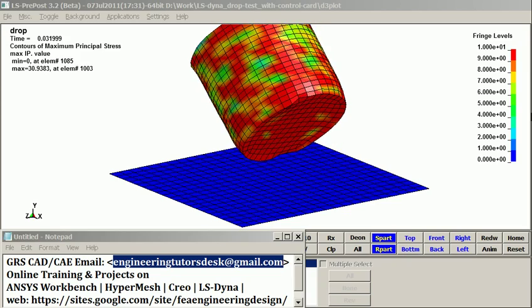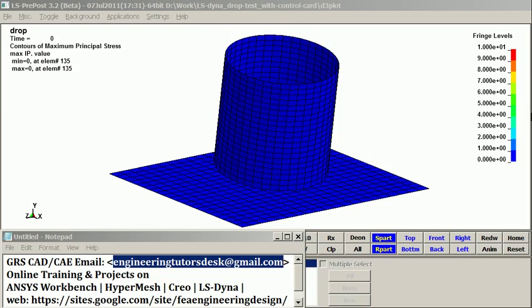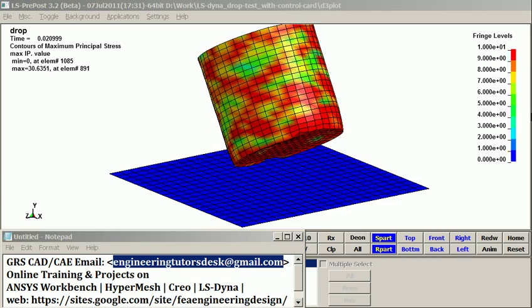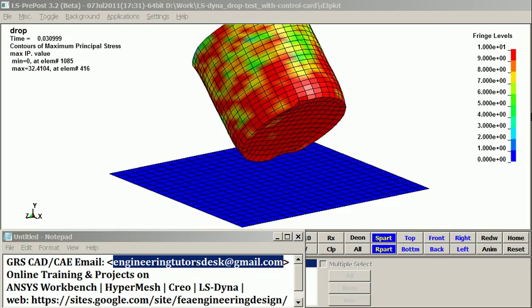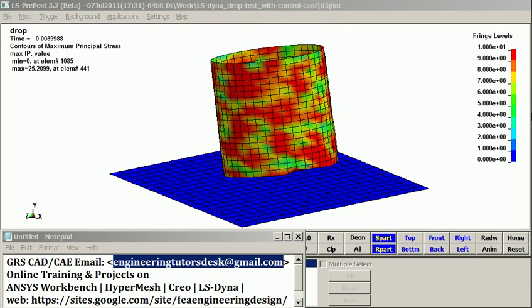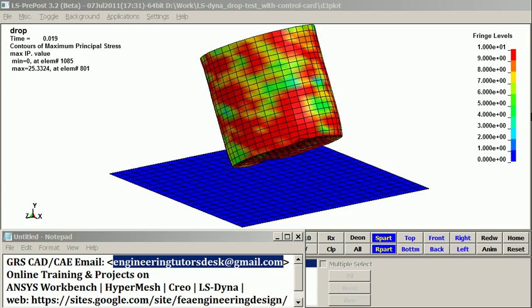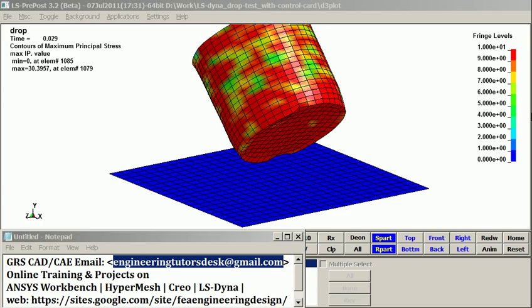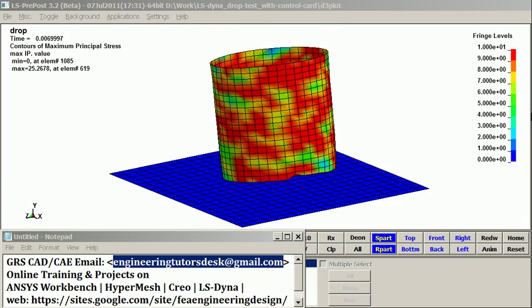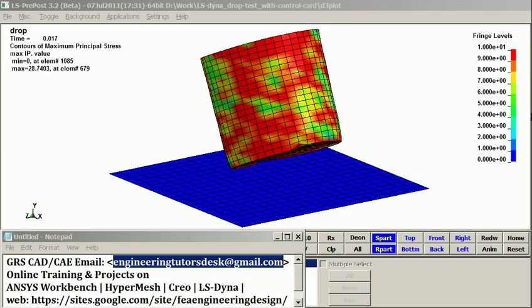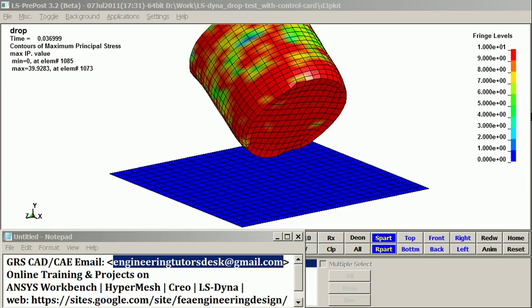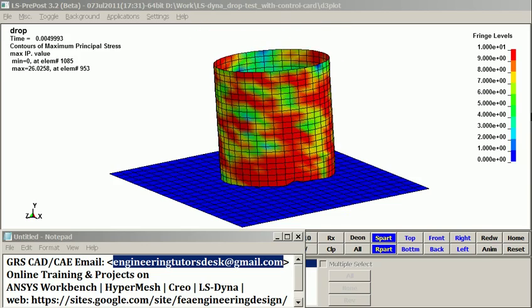You can observe in the animation that these two bodies are meshed with shell elements. The hollow container is made up of a flexible material. It can be either steel, aluminium, or plastic. The base plate is made of a rigid material. Hence, the deformation, stress, and strain can only be observed in the hollow container, not on the base plate.